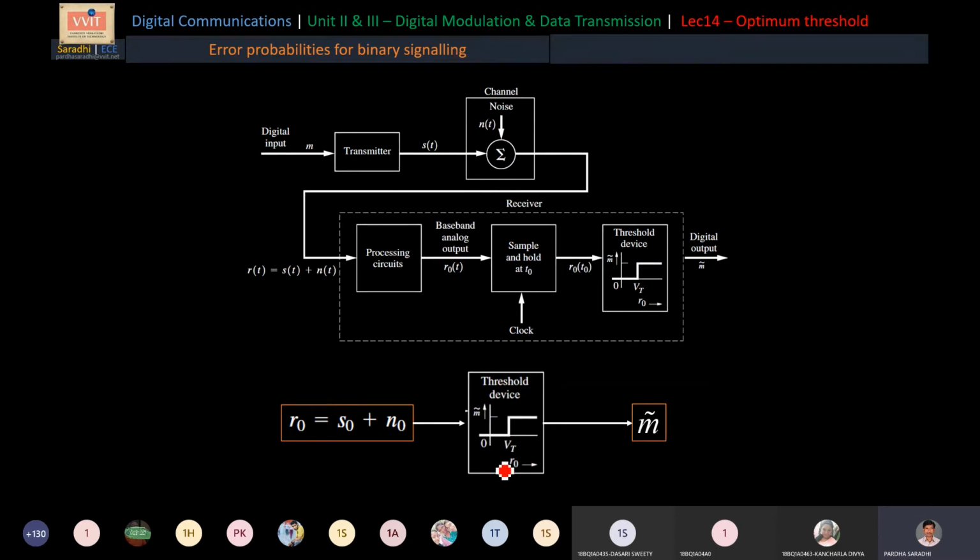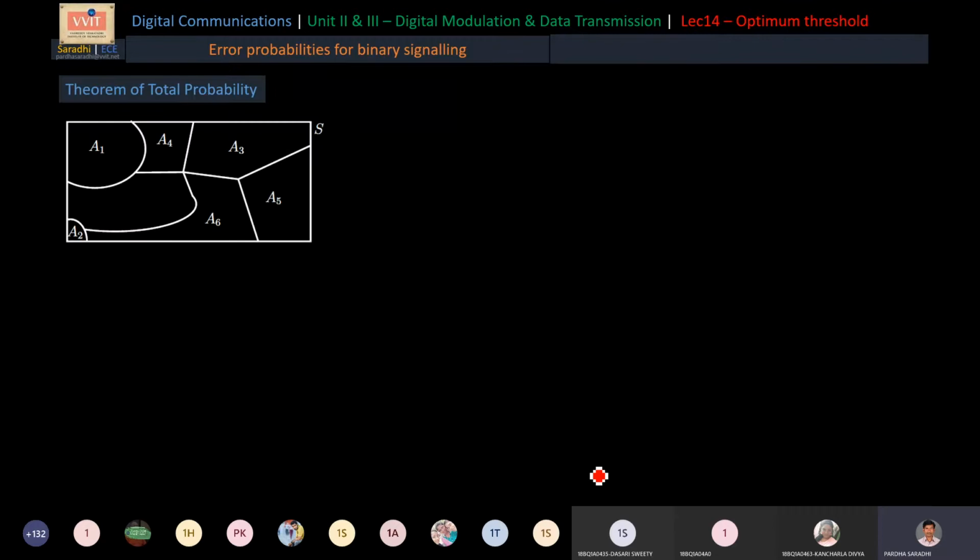Now, to determine Vt, we need to do some derivation which needs certain RVSP concepts like the total probability theorem and Bayes theorem. Let us revise those things first in this slide. This I have not discussed in the last class. Please listen carefully.